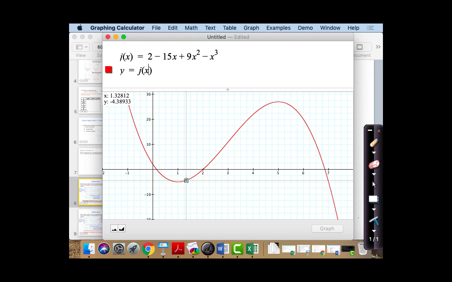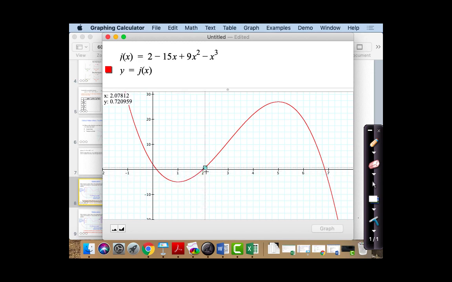But in any case, scrolling across this, I can say, oh, well, this looks like 5. Yep, 5's that maximum, and you can see in the corner there it says the y coordinate corresponding is 27. 1 is this locally minimum spot, at y equals negative 5.